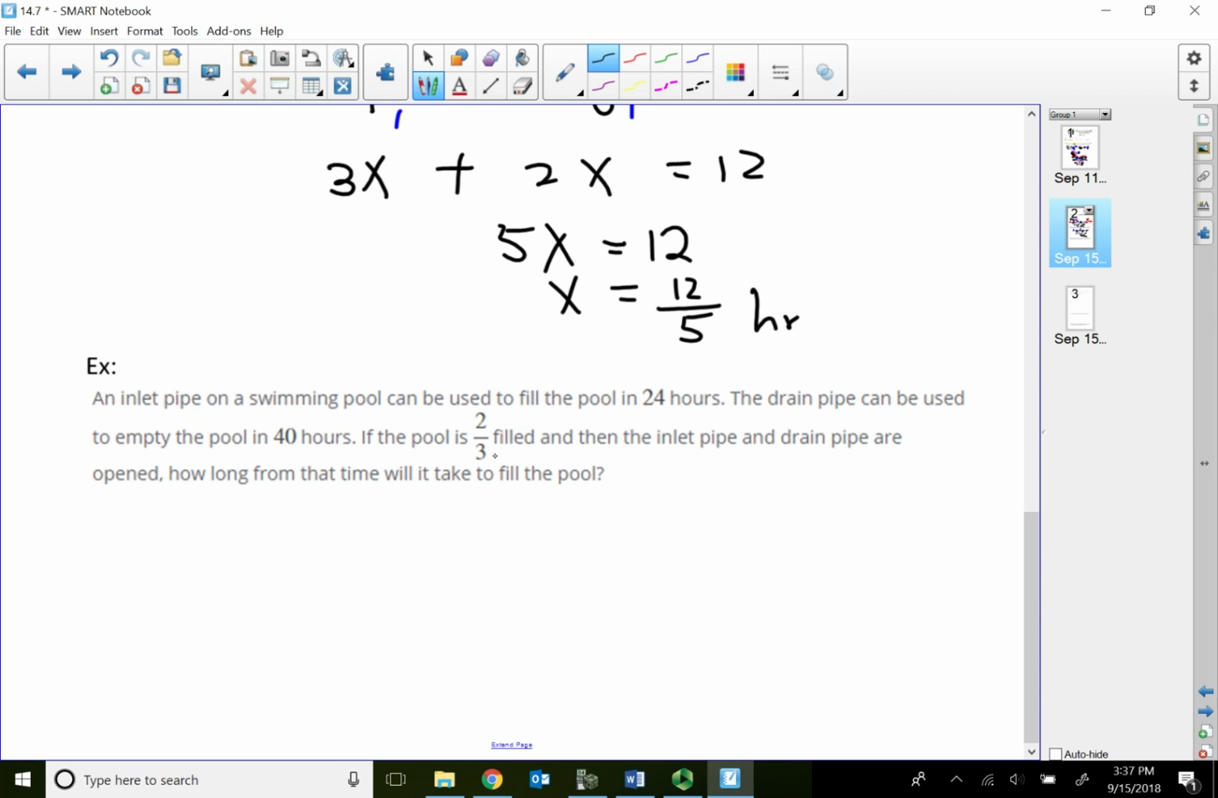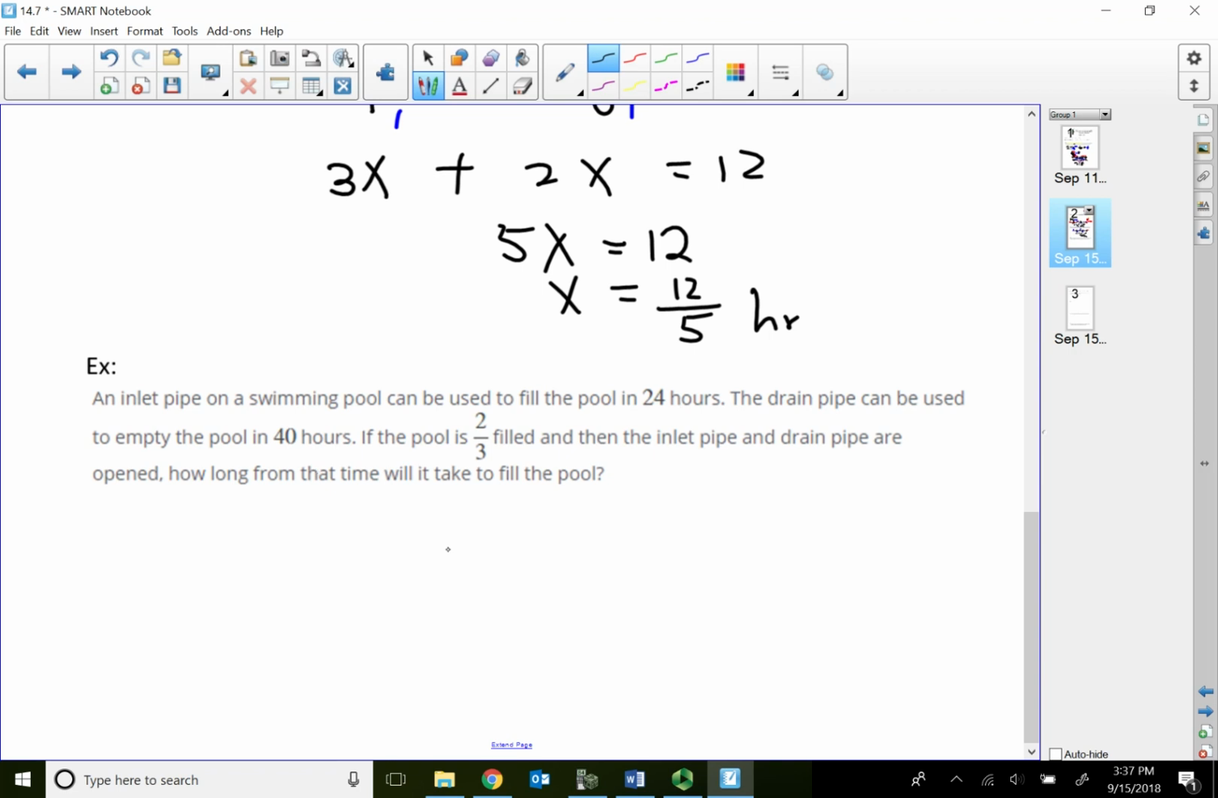Eventually the pool will still be filled up even with the drain open. So let's say the pool is already 2/3 filled and then the inlet pipe and drain pipe are suddenly opened. How long from that time will it take to fill the pool? Okay. So let's think about this, okay? I'm adding water in faster than it will drain.